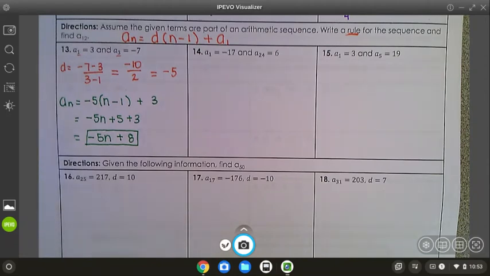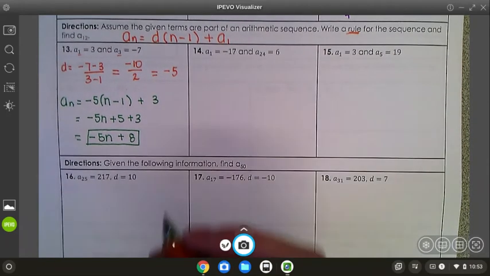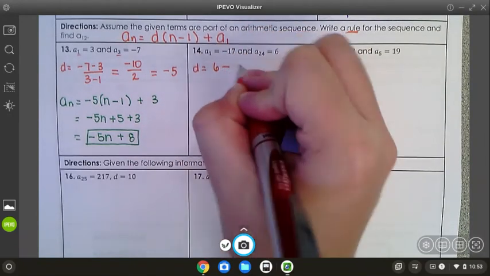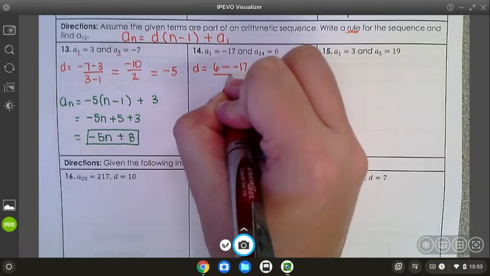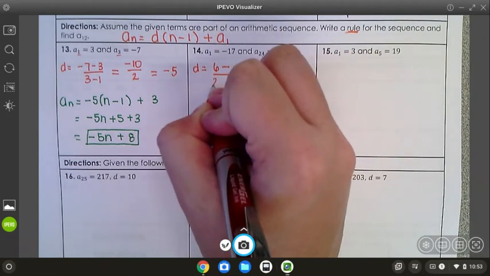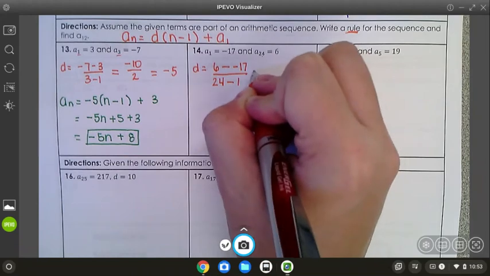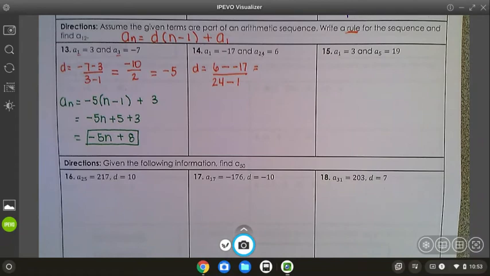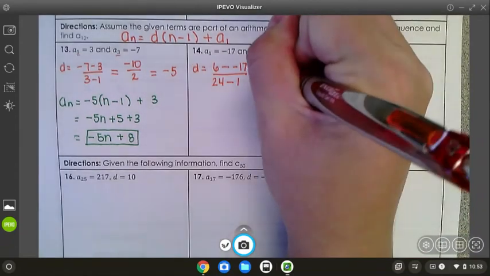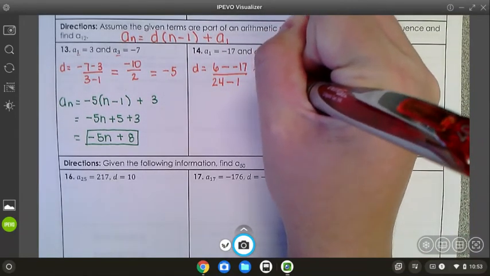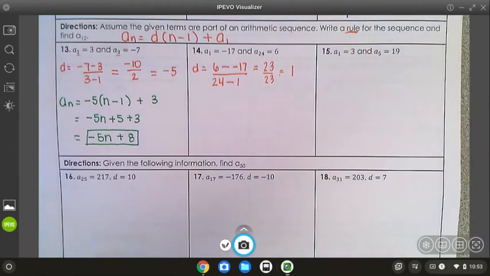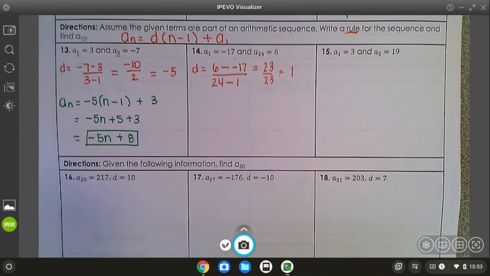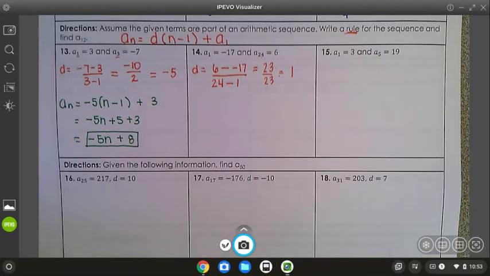All right, number 14. We have to find the common difference first. This will be 6 minus -17 over 24 minus 1. And this is 23 over 23, which is 1. So my common difference is 1, meaning I'm adding 1 every time.